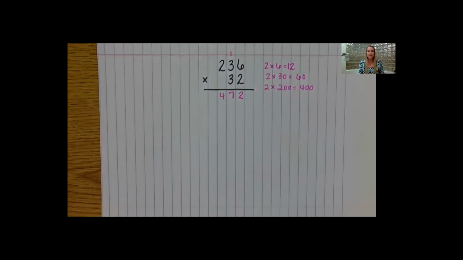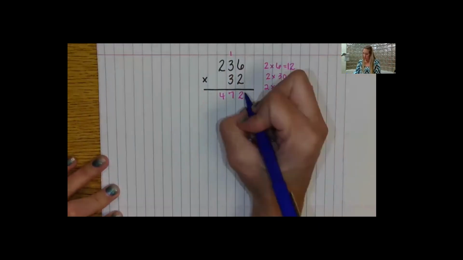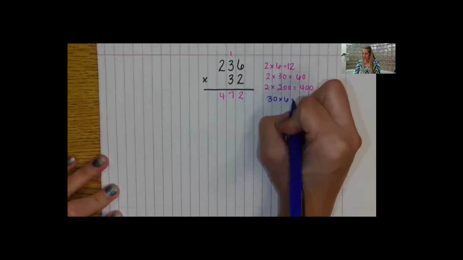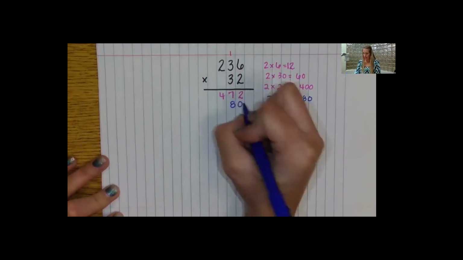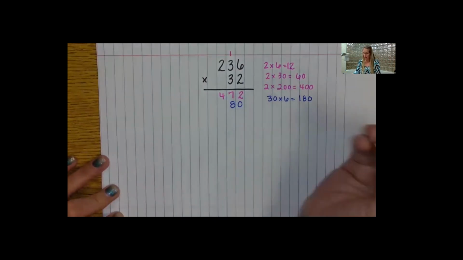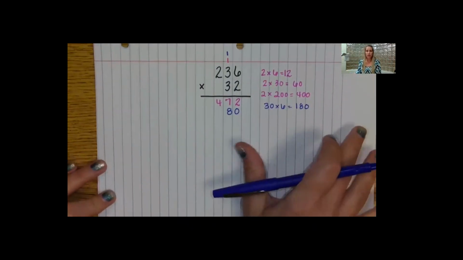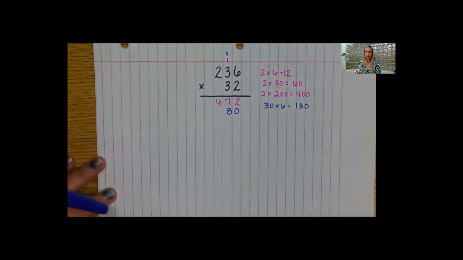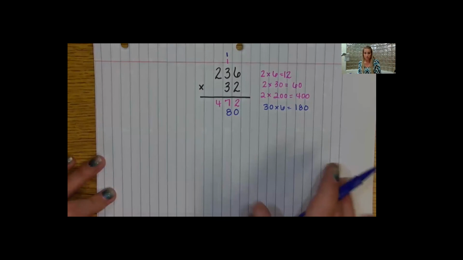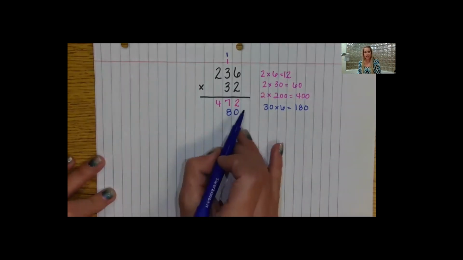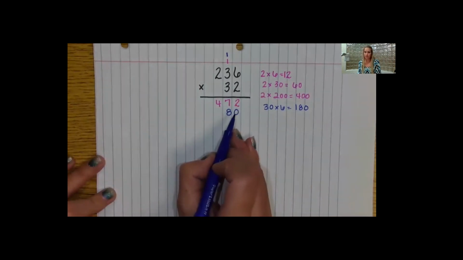Fabulous. Now what comes next? You remembered. Excellent work. We're going to multiply by the 3, the 30. So 30 times 6 is 180. So we're going to put down the 80 in the tens place, and I'm going to regroup a 100. This time I use a different color so that I know that this is my regrouping for the second partial product. Once again, we're seeing that 0 when we multiply by a 10.